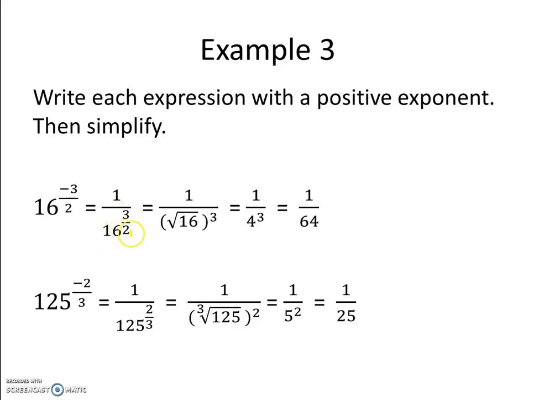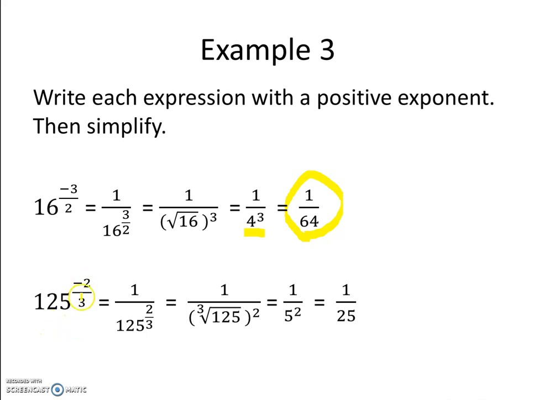Rewriting 16 to the 3/2 as the square root of 16 cubed, we know the square root of 16 is 4, and then we do more math. 4 cubed is 64, so we find our final answer to be 1 over 64.